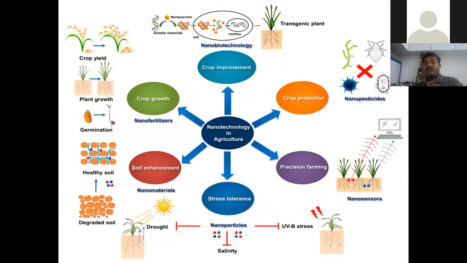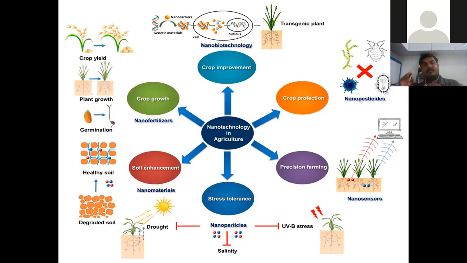Apart from that, nanotechnology in agriculture, which is the major backbone. Gandhi also said that agriculture is the backbone of India. Then villages are the backbone of agricultural areas. So in agriculture, crop improvement, crop protection, precision farming, stress tolerance, soil enhancement and crop growth, in all these areas nanotechnology is involved. Nanobiotechnology is involved in transgenic plant development. Transgenic plant development has a lot of issues with ethics, and scientists have developed ways to reduce those ethical issues.